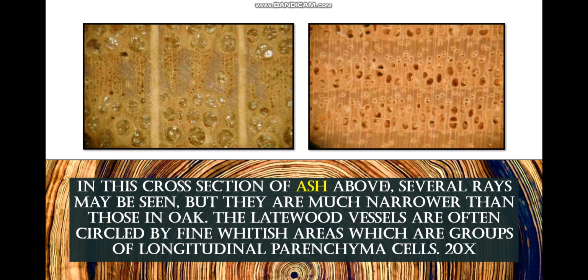In this cross-section of ash above, several rays may be seen, but they are much narrower than those in oak. The late wood vessels are often encircled by fine whitish areas which are groups of longitudinal parenchyma cells. 20 times.